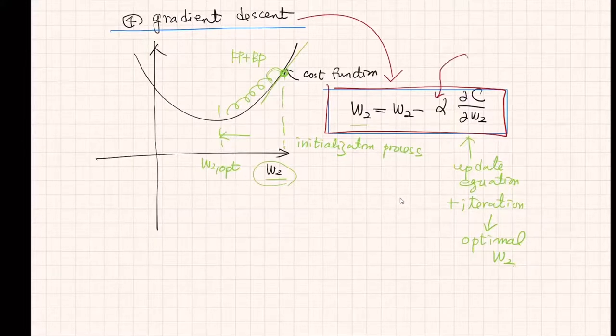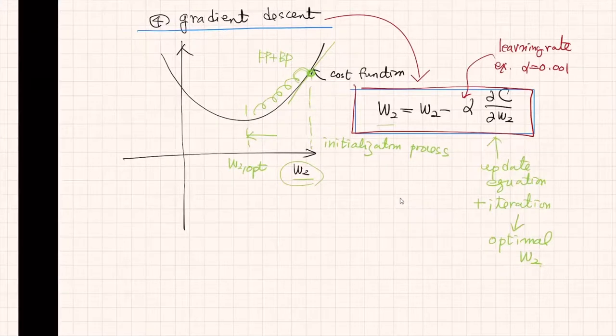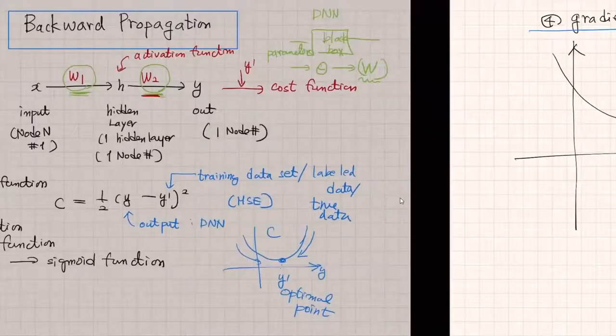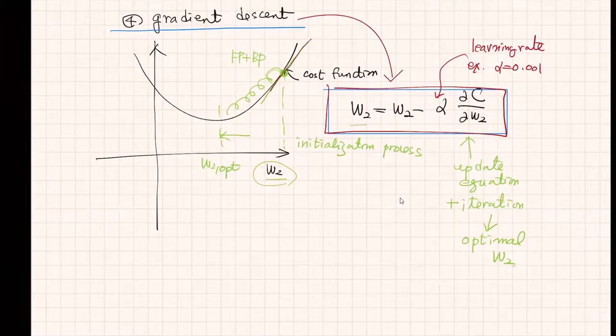So this alpha is actually the learning rate. For example, we can put alpha as 0.001. That means to complete a training process, we need more than 1,000 iterations to find the optimal value of W2. Now I'm talking about this weight W2. This gradient, this slope, is this part. Then we do the derivative, and finally we go there. But sometimes we need some ratio. In one shot, we cannot reach the optimal point. There might be 1,000 times of this process.